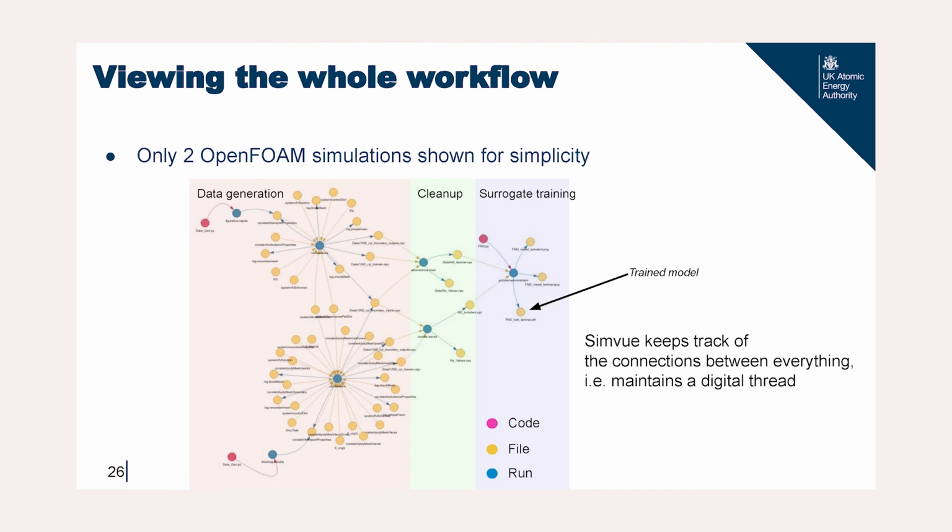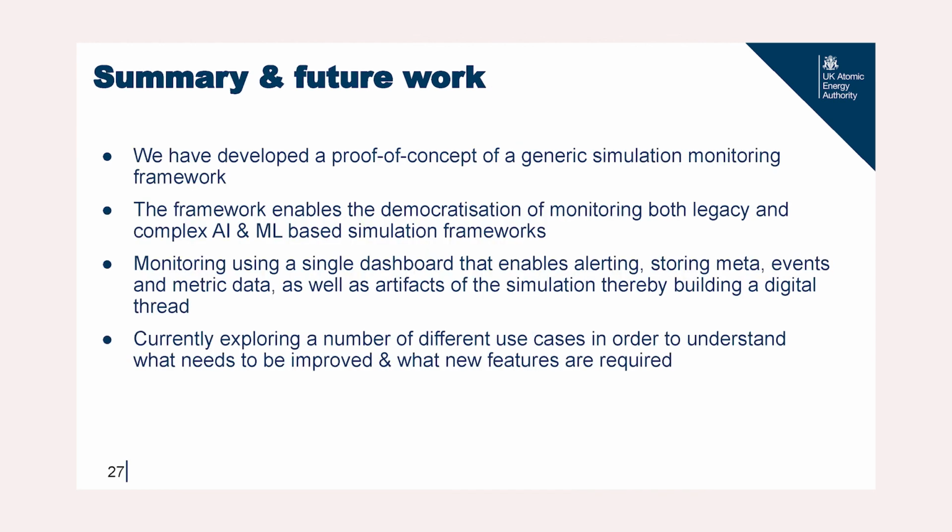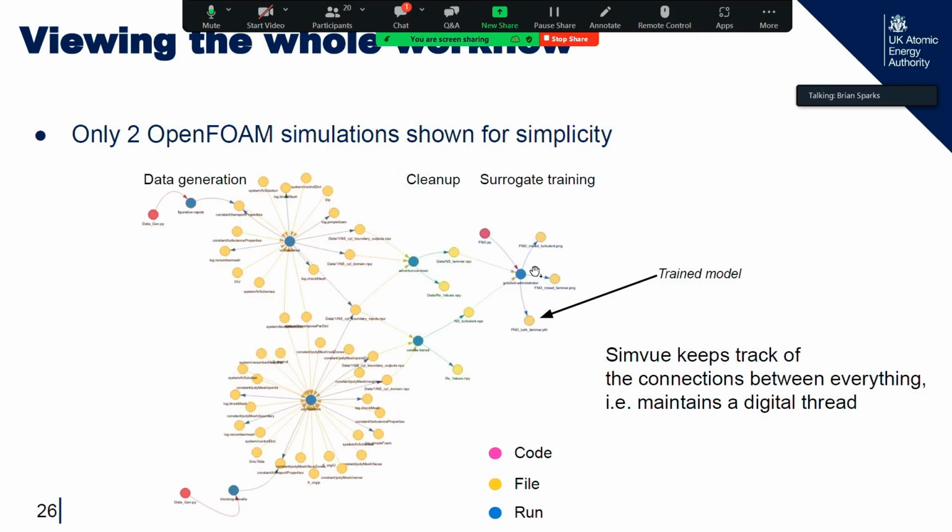They are then used as inputs to the cleanup step, which produced the output files, which then go into the Python script that does the training for the surrogate model, and that produced the 2 PNG images and the trained model. So with SimView, that maintains digital threads, so you have a record of all the different connections between everything, and you can see exactly what's happened.